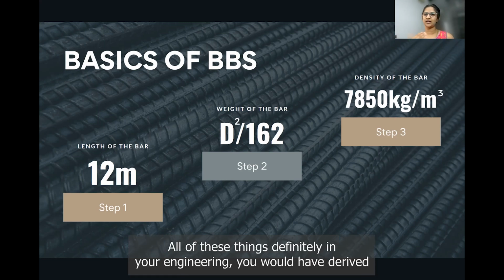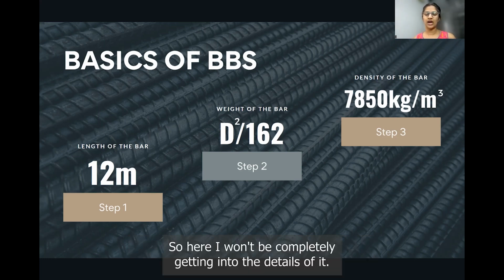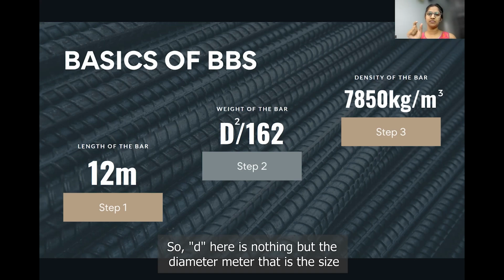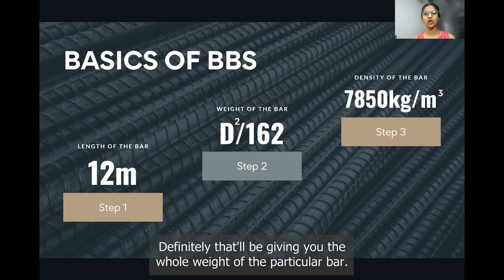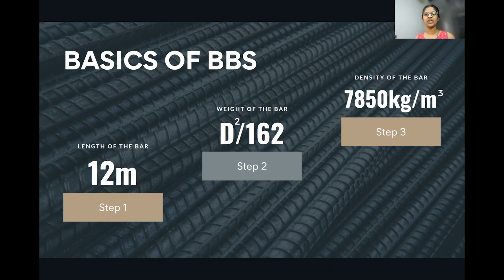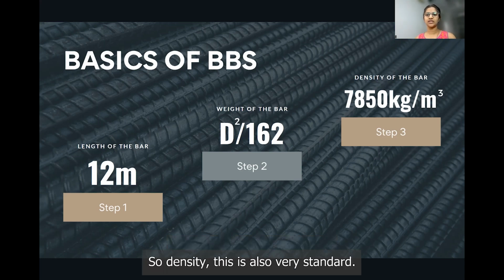All of these things, definitely in your engineering, you would have derived this particular formula. So here I won't be completely getting into the details of it. So d here is nothing but the complete diameter, that is the size of the bar that you have been using. Definitely that will be giving you the whole weight of that particular bar. And another main important thing is the density. So density, this is also very standard.